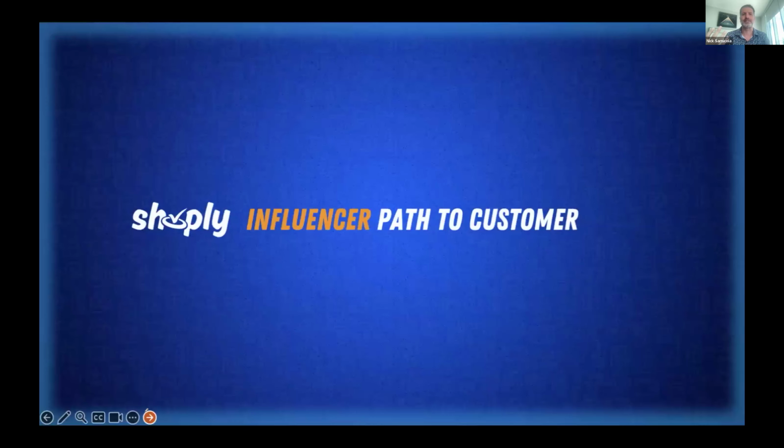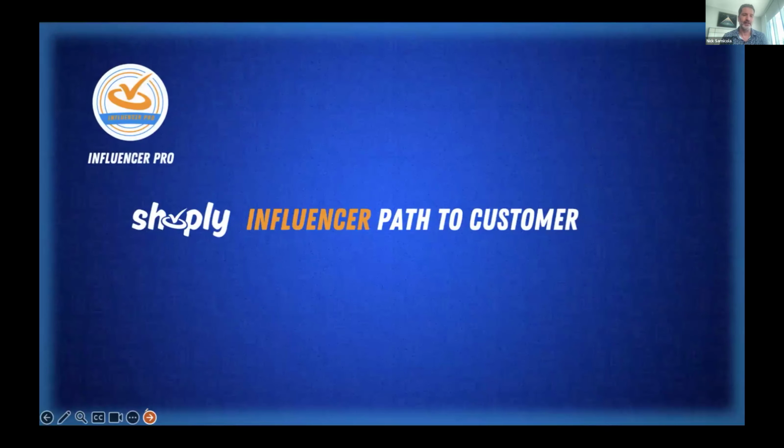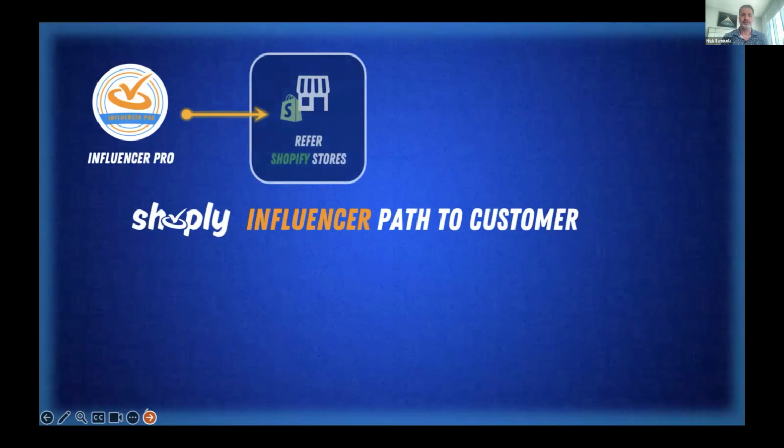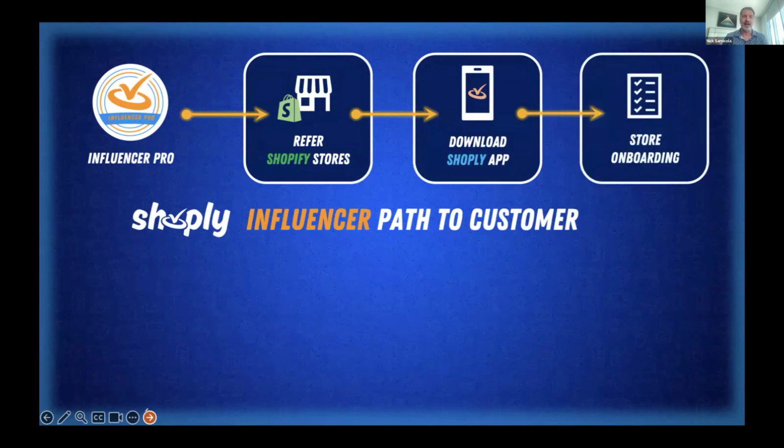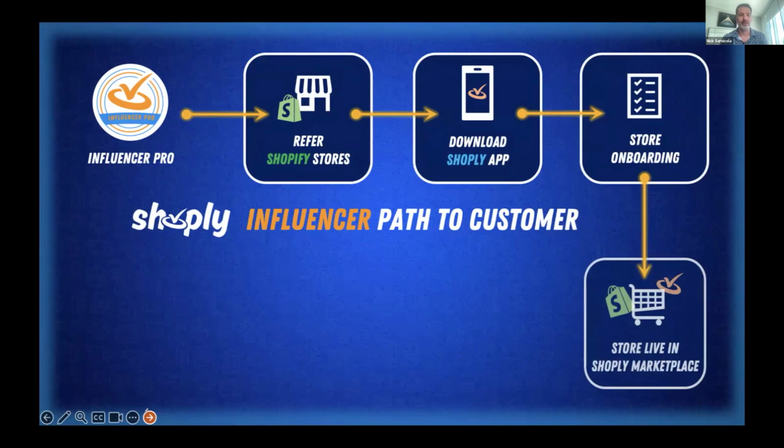So how simple can that be? Looks like this. Influencer Pro says, hey, Shopify store, you need to hop on this marketplace. Download the app. So they download the app. How much is that? $1. So the Shopify store downloads the app. They spend 30 minutes or less onboarding onto our marketplace. All of a sudden, 30 minutes later, that store is live in our marketplace.